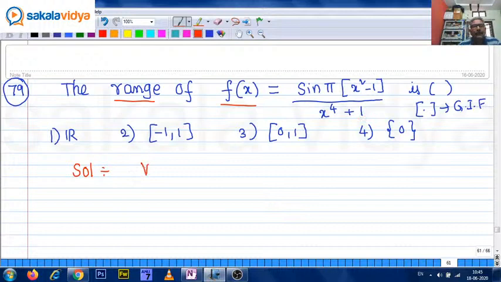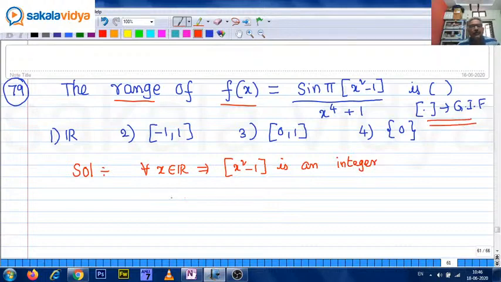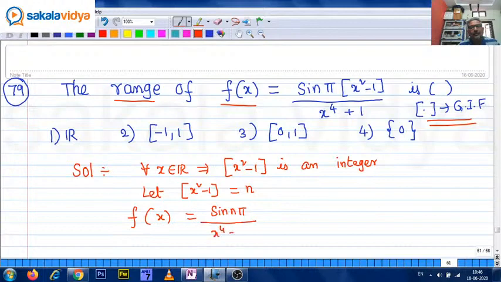See, for every x belongs to R, real number, the integral part of x square minus 1 is an integer, because greatest integer function. Let us say integral part of x square minus 1 is equal to n. Now f of x seems to be sine n pi upon x to the power of 4 plus 1.